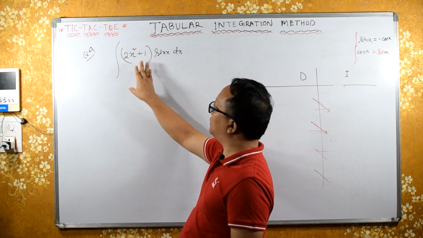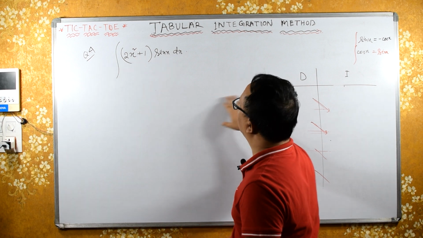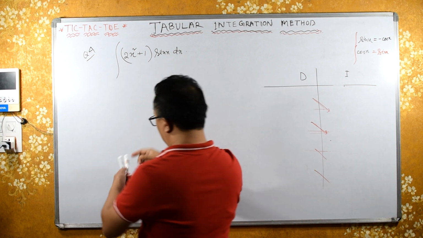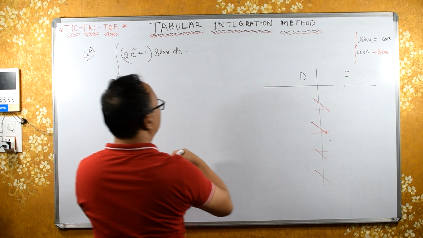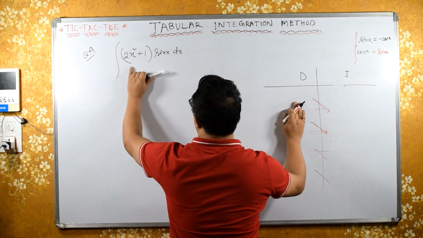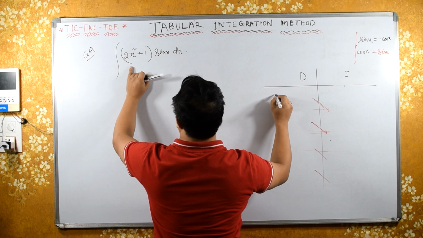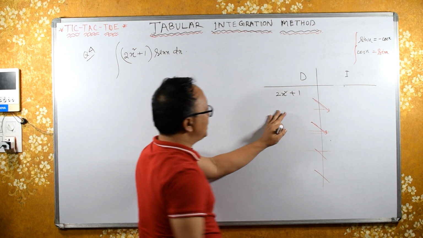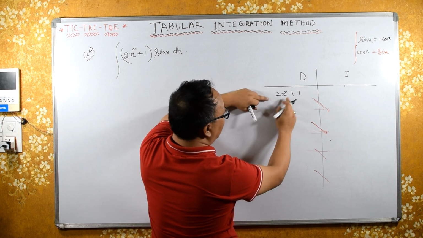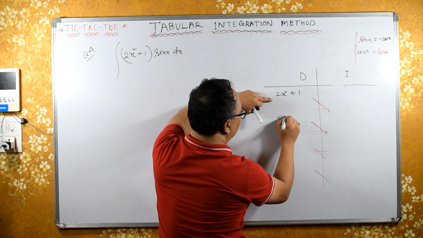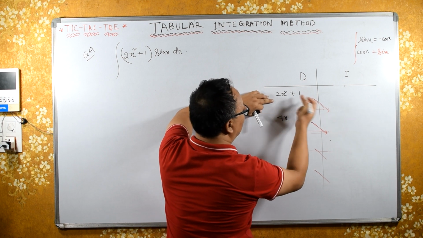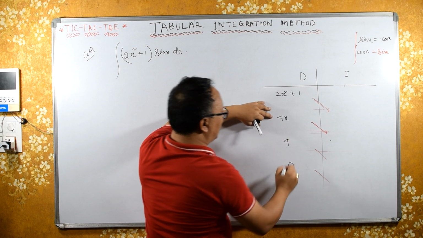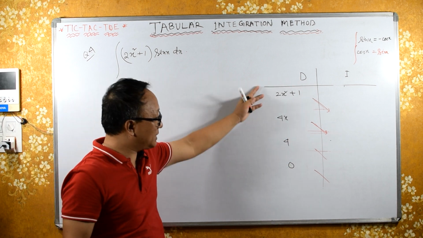So it is better to choose this part as D. For integration, sin and cos will keep on going, so I will choose this as the differentiation part, because after certain differentiation I will get 0. Here we have 2x square plus 1. Differentiation of this is what? 2 constant, 2 times 2 is 4x plus 0. Again differentiation of 4x is what? 4, and then 0. In a few steps we are getting 0.